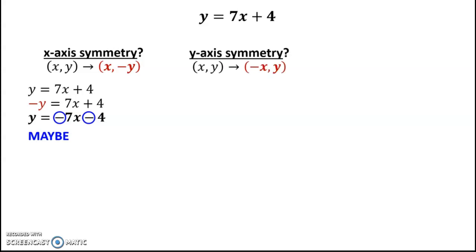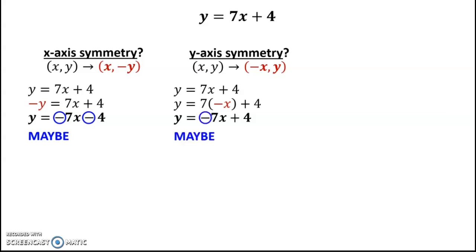To test for y-axis symmetry, we're going to replace the x with a negative x. So there's my original and the replacement. When I work it a little bit, there's the final answer. And so this is also a maybe because in the original the 7 is positive.